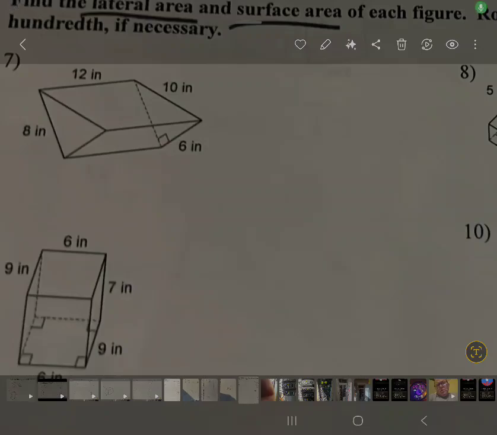I'm going to call this part 2 of number 7 on lateral surface area and surface area. I felt like I should have gone into a little bit more detail. Let's do some of this math, okay?